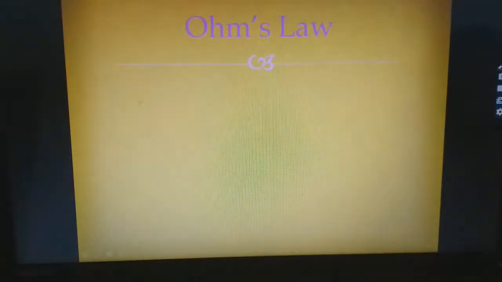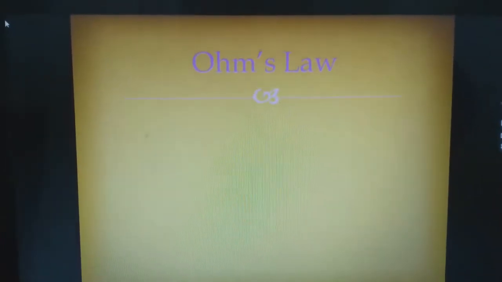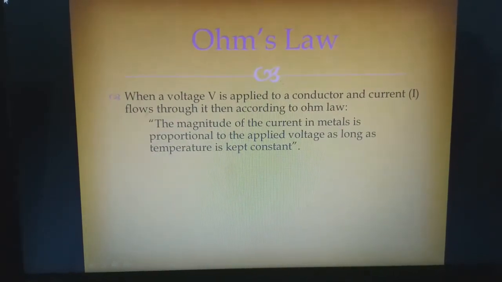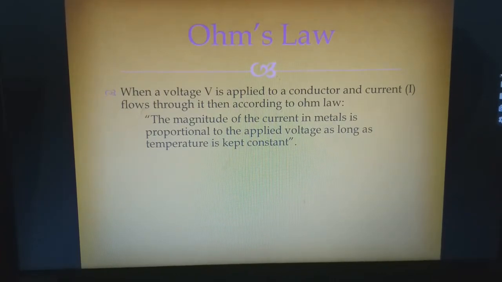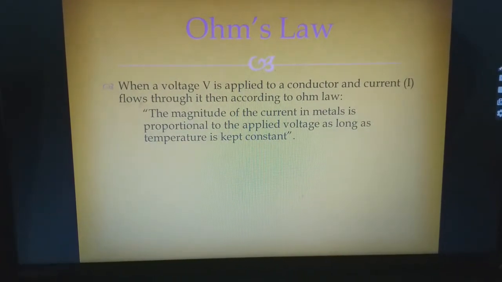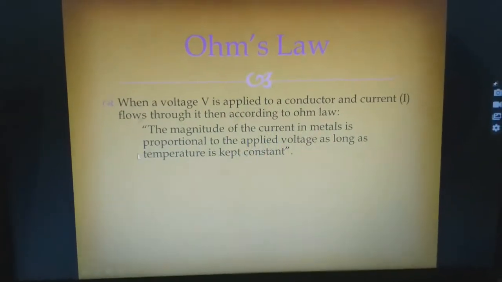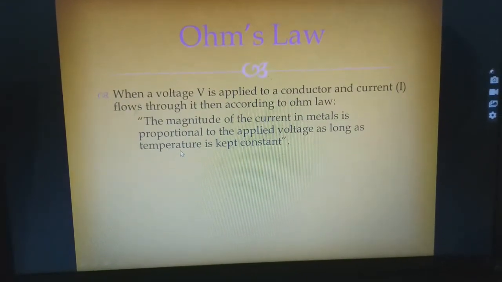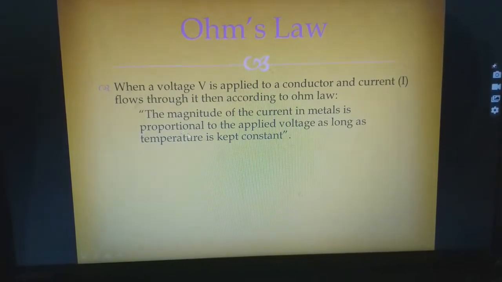Alright, we come to Ohm's law. Ohm's law is providing a relationship between I, V and R. The magnitude of the current in metals is proportional to the applied voltage as long as temperature is kept constant. This is giving you a very important precaution for Ohm's law, the physical condition. If the physical condition of the system, like temperature, is kept constant, then I is proportional to V.